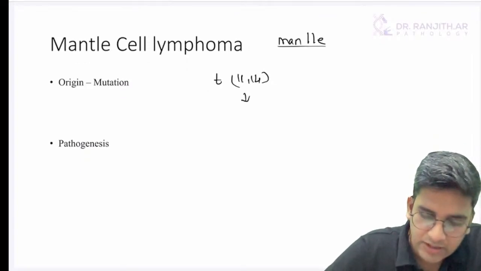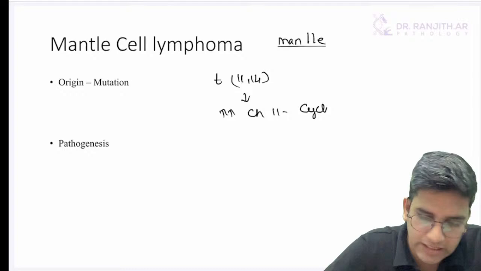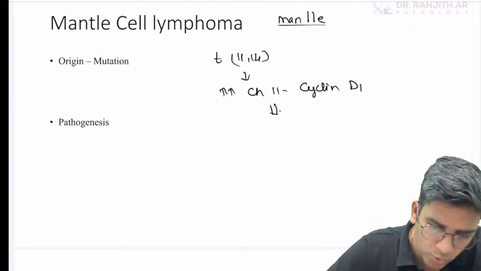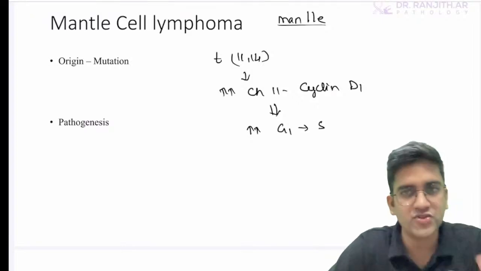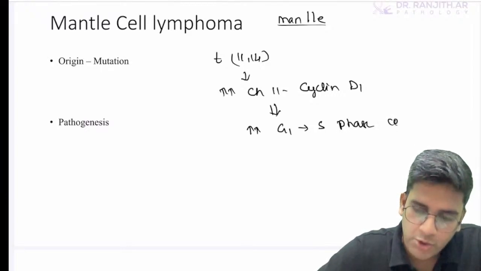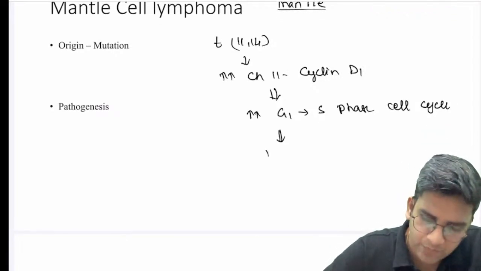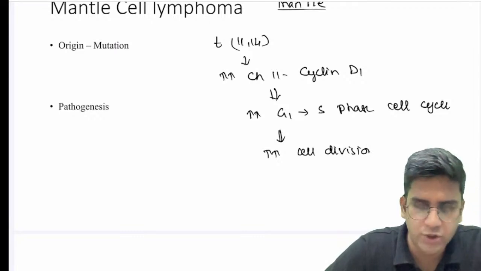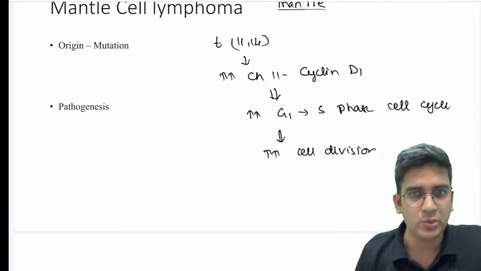So because of this, there's an overexpression of the chromosome 11's product, which is cyclin D1. Chromosome 11 is cyclin D1, which is overexpressed. When cyclin D1 is overexpressed, there's an increased G1 to S, because cyclin D1 is involved in the S phase of the cell cycle. So when a cell moves very fast through G1 to S phase, automatically I'll have more cell division. That by default is going to result in a tumor. Fine. So since we know this about Mantle, we know the pathogenesis, we know the mutation as well, right?